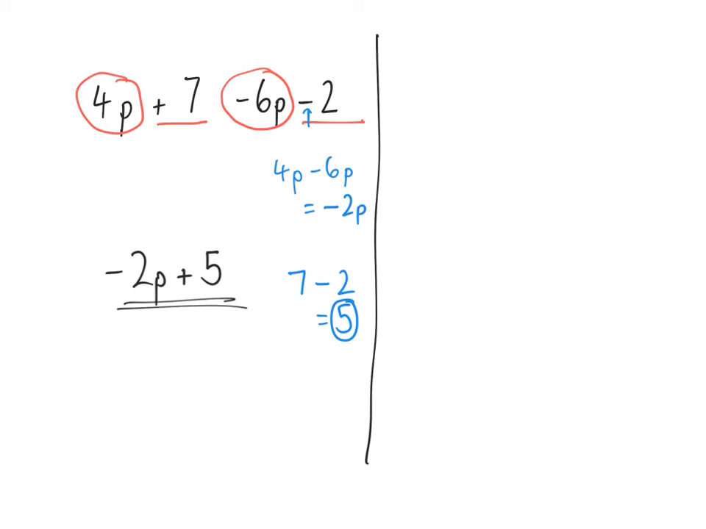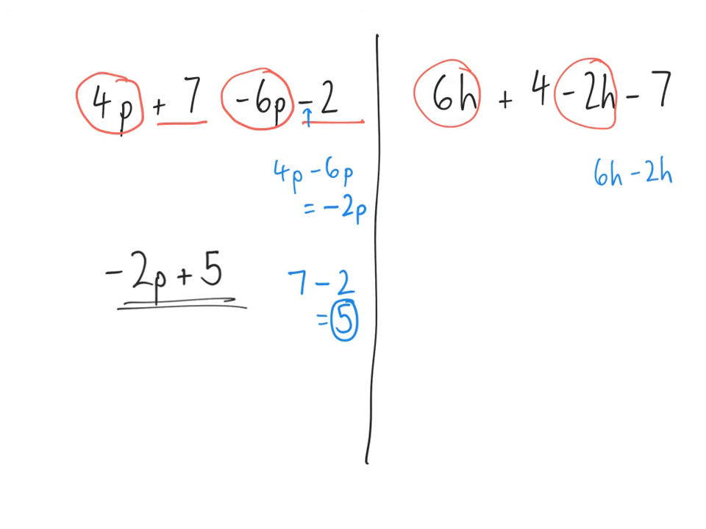You have a go at this one now. Pause the video and see if you can simplify that expression. Remember, you're only collecting like terms. These are my like terms, and I've included the negative sign. I can do that sum. 6h, take 2h, is 4h. So I know there is a 4h in my answer.